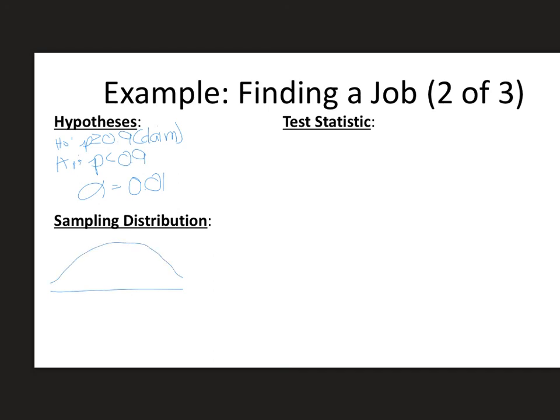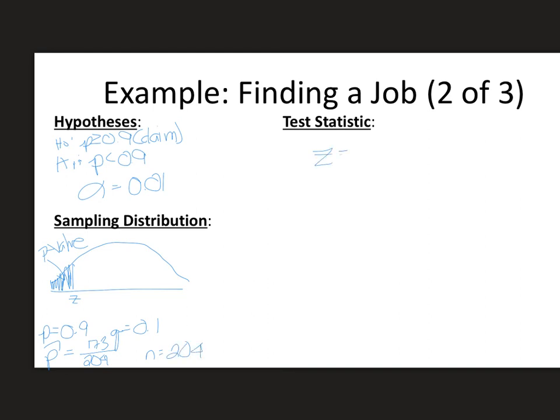Sketch your sampling distribution. Since our alternative hypothesis is less than, this will be a left-tailed test. What we're doing is finding this Z, and then our p-value, of course, is here. Again, I'm going to write in what we know. P here is 0.9, making Q 0.1, P hat is 173 over 204, and N is 204.